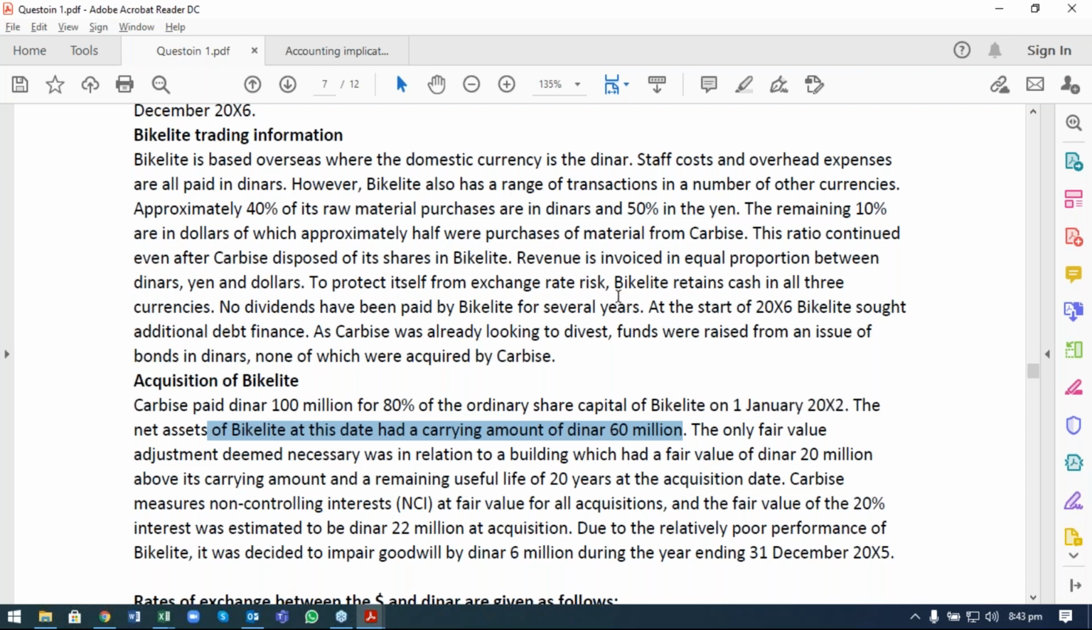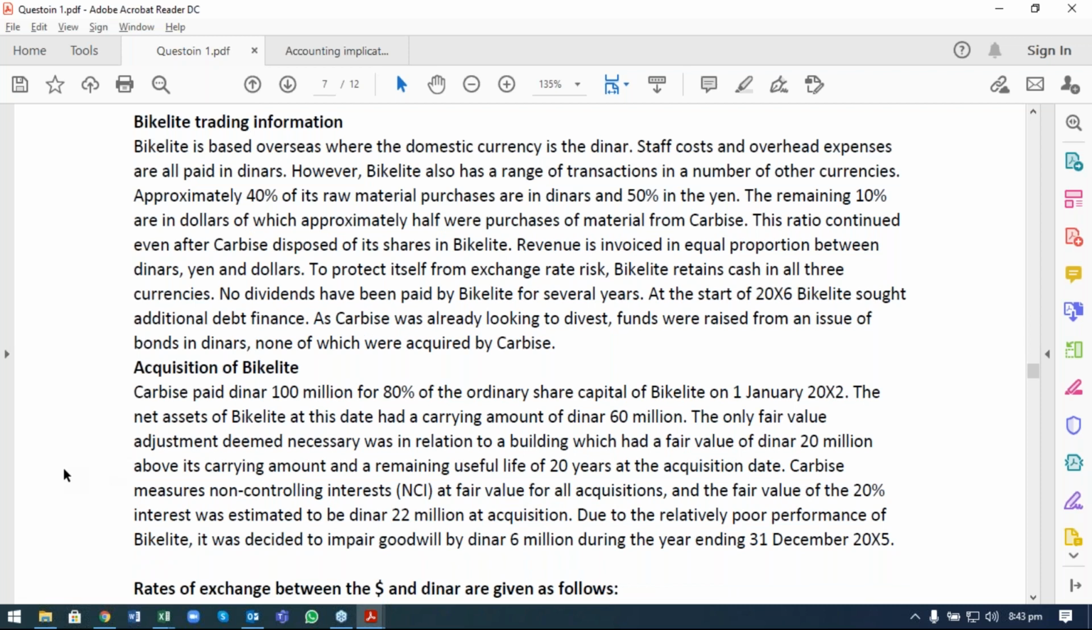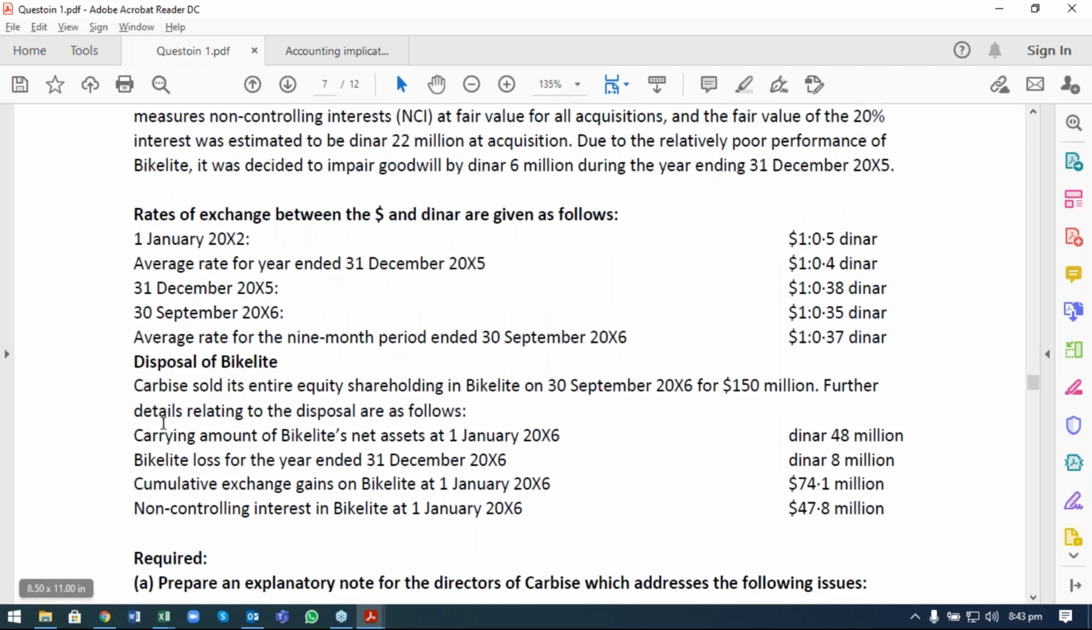Within this scenario, this is the trading activities. This value about the carrying amount of 20 million, and the non-controlling interest of 22 million, due to the relative performance of the decline, exchange rates, and disposal. So these are, I believe, the carrying amount of Backlight's net assets on 1st January 2006 and Backlight's loss for the year ended 31st December 2006.